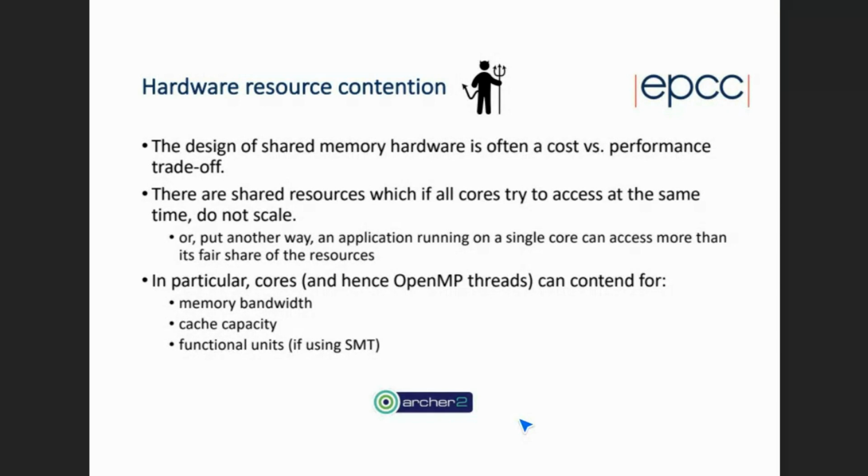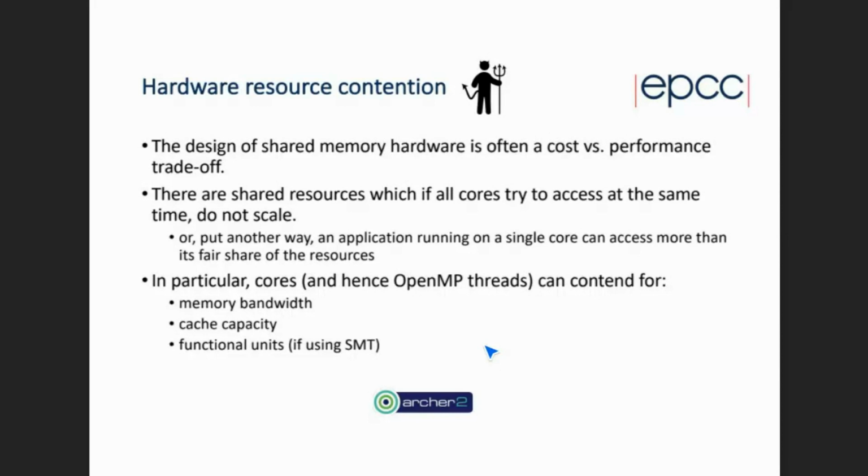On to the last one here: hardware resource contention. Designing shared memory hardware involves some cost versus performance trade-offs. What that means is basically there are some shared resources, and if all cores try to access them at the same time, they aren't going to scale. Or you can look at it the other way around: a single-threaded application running on one core can access more than its fair share of resources, so more than one core's worth of resources.